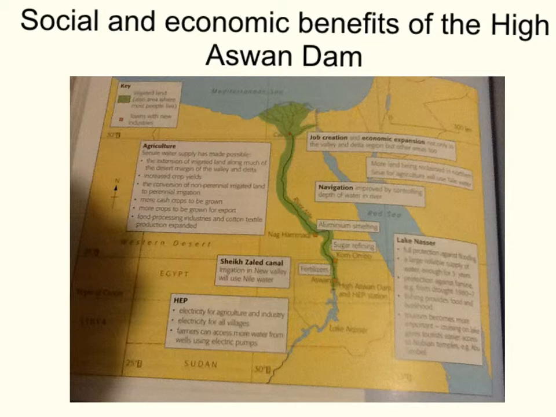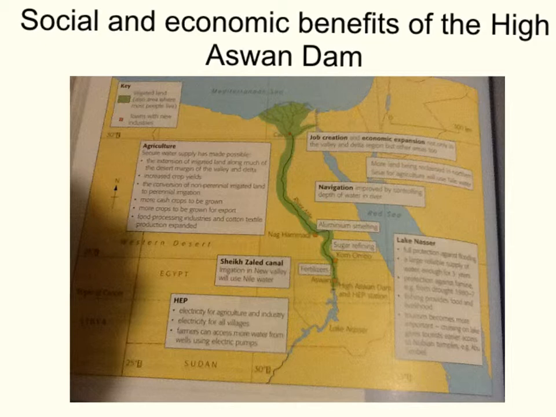The second benefit is the hydroelectric power, and this is threefold. Not only will it provide electricity for agriculture and industry, but also electricity for all villagers. But farmers can access more water from wells by using electrical pumps.